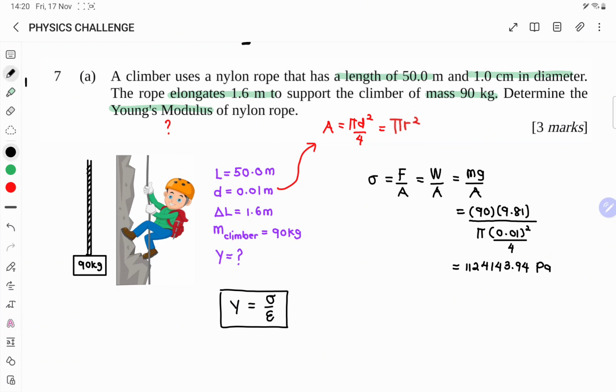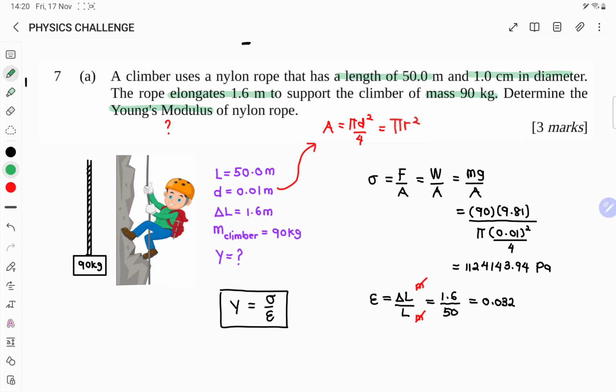Next, the strain. Strain is equals to the elongation over the initial length. Given in the question, 1.6 divided by 50, then we will get 0.032. And then remember for strain, there is no unit because delta L is meter, length is also meter, so we can cancel out. There's no unit for strain.